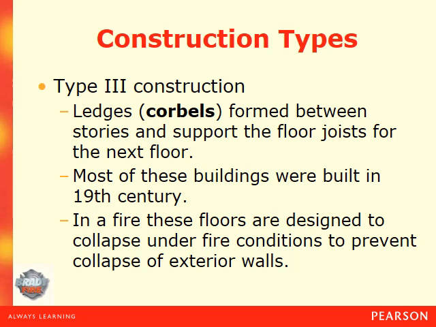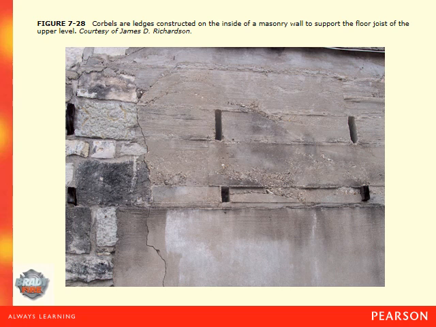Alright, Type 3 construction may have ledges or corbels which form between stories and support the floor joists from the next floor. Most of these buildings were built in the 19th century, and in a fire these floors are designed to collapse under fire conditions to prevent the collapse of exterior walls. Meaning it kind of breaks down and in as opposed to pushing out. And here's a good picture of them.